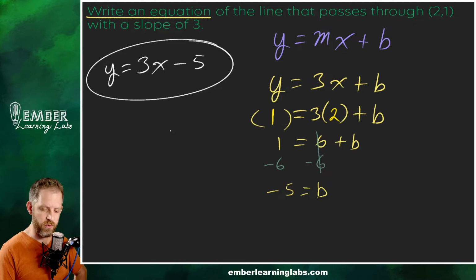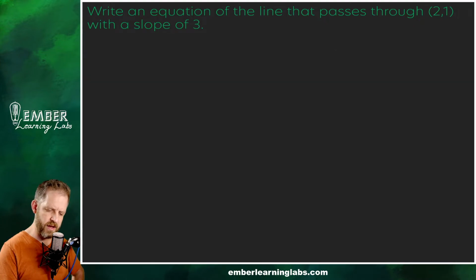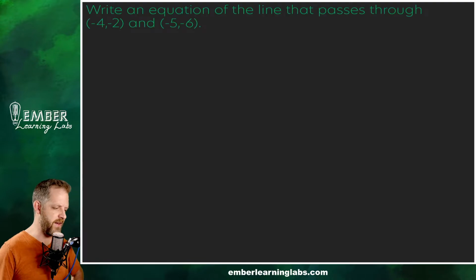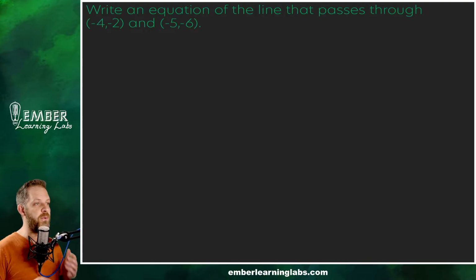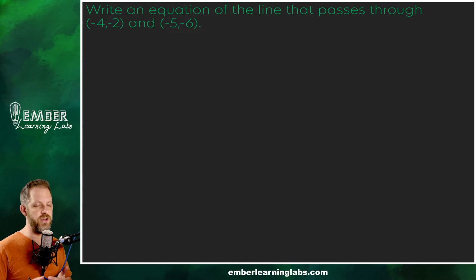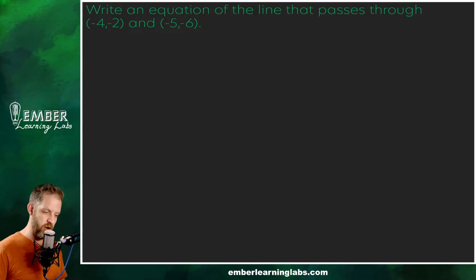All right, let's do one more example. We're going to write an equation of the line that passes through the points -4, -2 and -5, -6. So this time, we're just given 2 points. We're not given the slope.